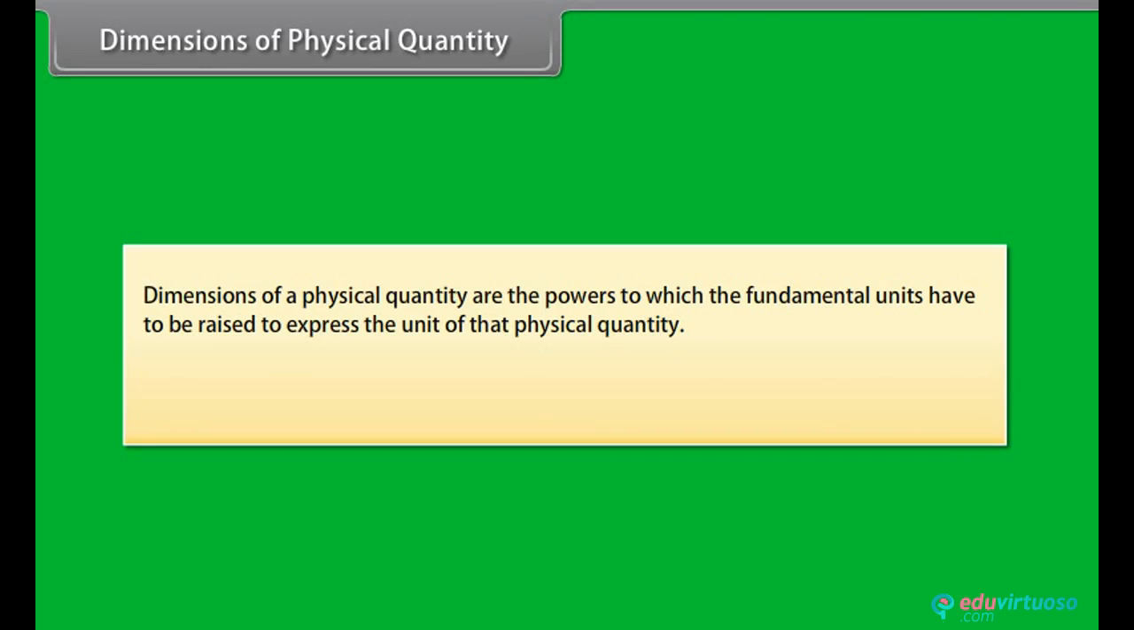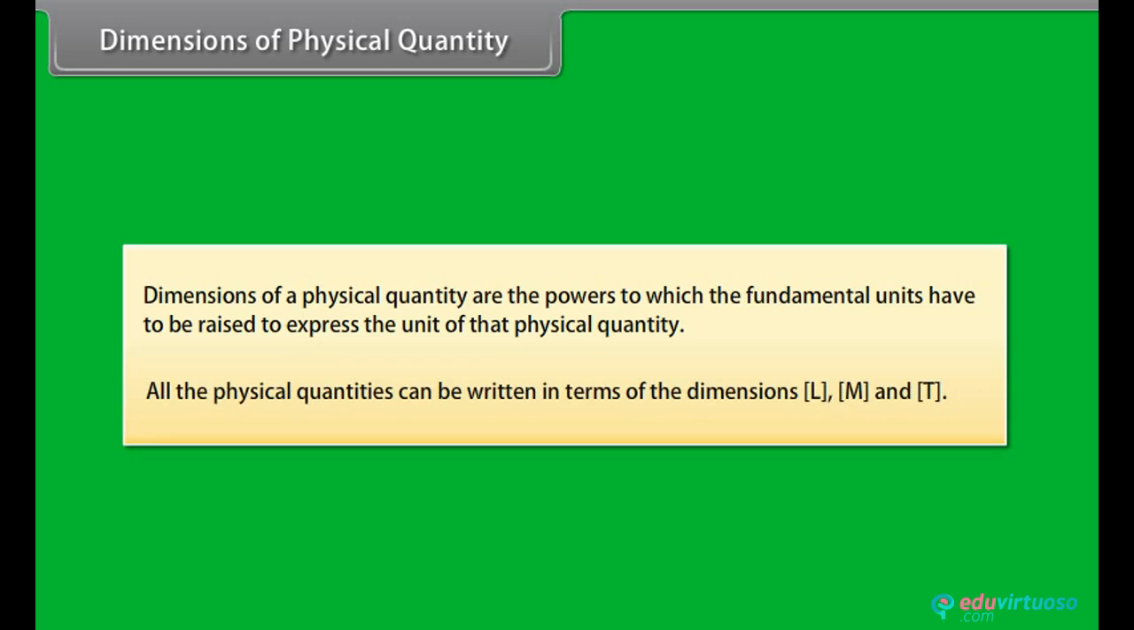Dimensions of physical quantity. Dimensions of a physical quantity are the powers to which the fundamental units have to be raised to express the unit of that physical quantity. All the physical quantities can be written in terms of the dimensions L, M, and T.